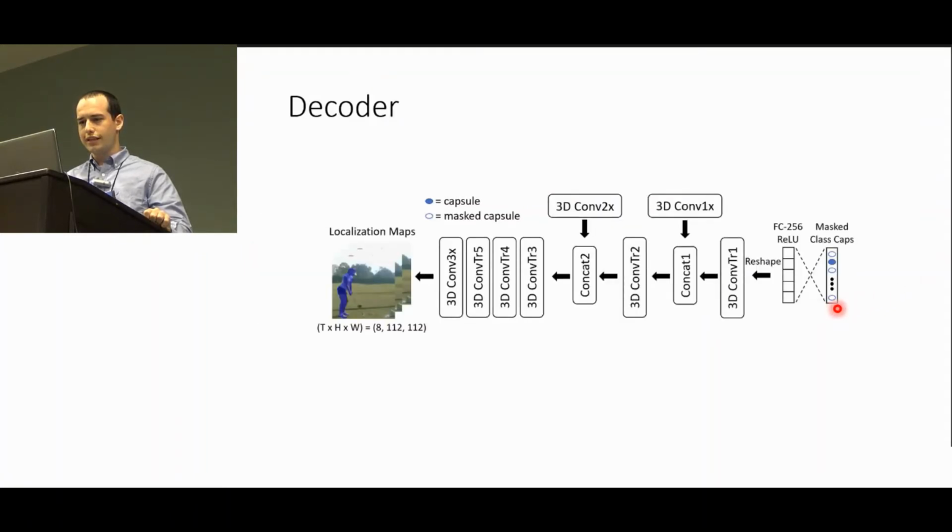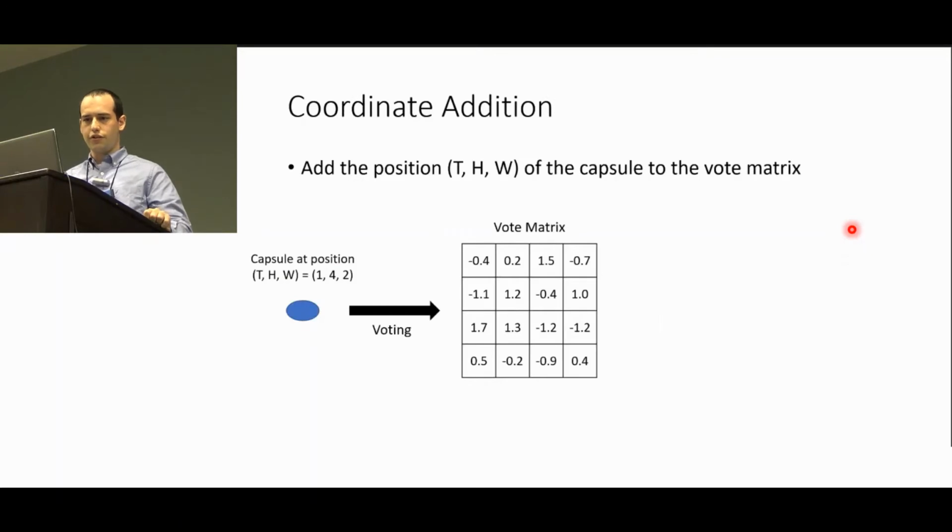So once we have those class capsules, we want to localize that specific action in the video. To do that, we mask out all capsules except the ground truth capsule and pass it through a fully connected layer and a series of transpose convolutions to get our localization map. Here, skip connections are used to maintain that spatial temporal information, which is lost by the time it reaches the class capsules. So now I'll go over coordinate addition.